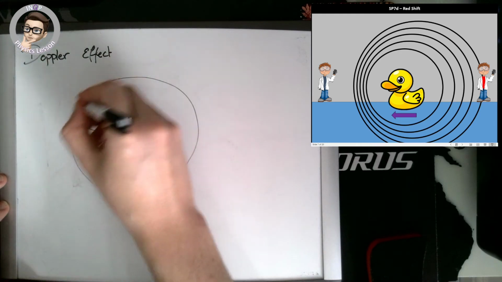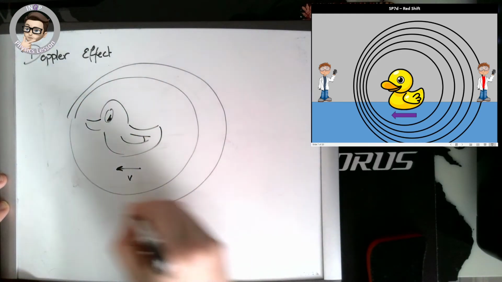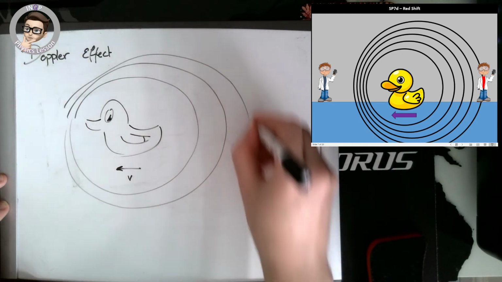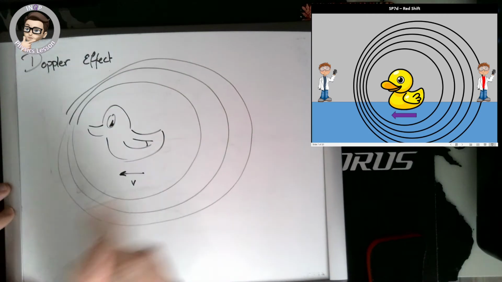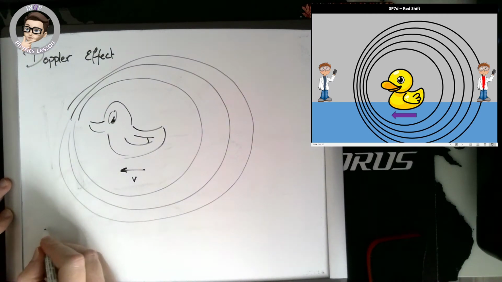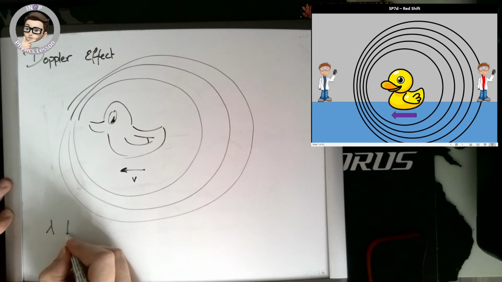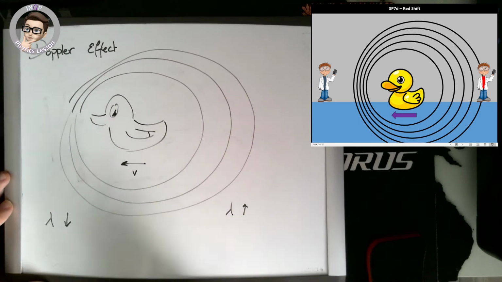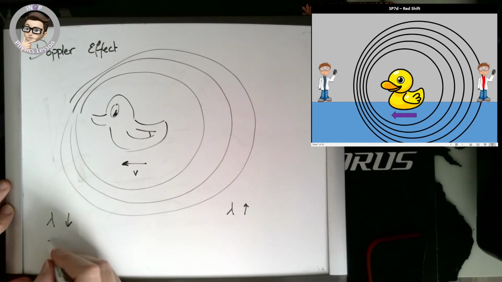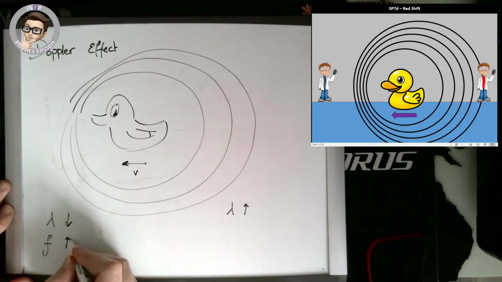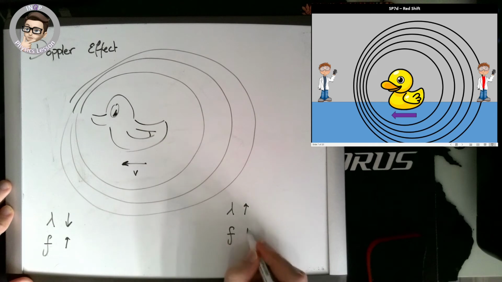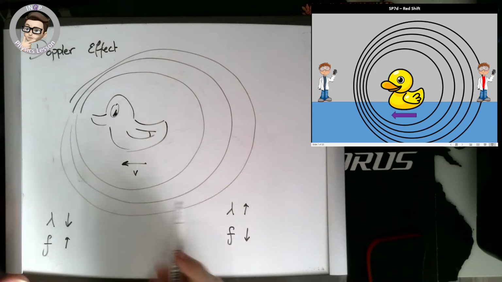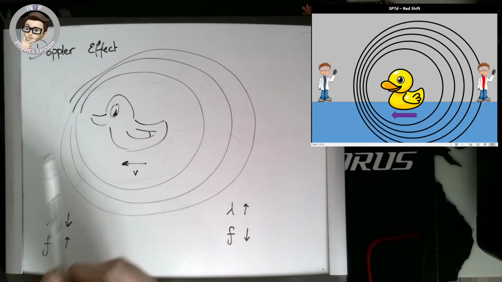So waves at the front are squashed, waves at the back are stretched. So here the wavelength is going to decrease and here the wavelength is going to increase. Now if the wavelength decreases, well in fact the frequency is going to increase and here the frequency is going to decrease. So we can see that as that duck starts to move, he's going to catch up with his sounds.